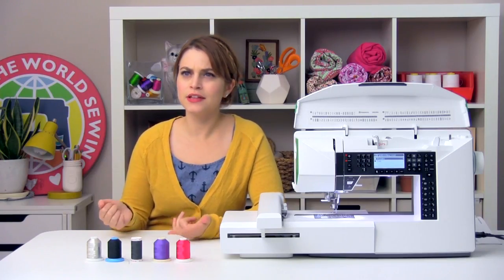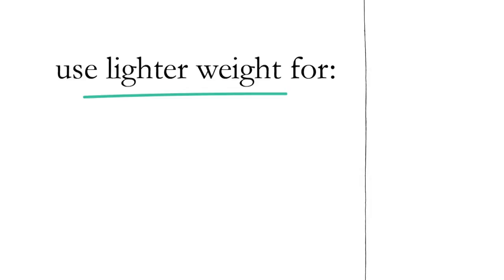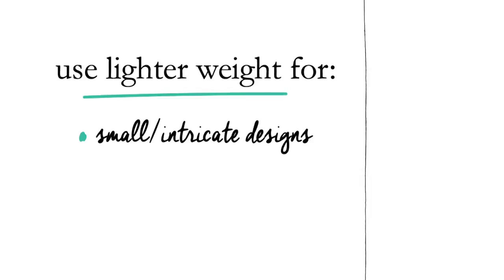So why would you want to use a lighter weight thread? Well, if you're embroidering something small or intricate and you need to be able to see the details, then a lighter weight thread is going to be less bulky and you'll probably be able to see the details better. Oftentimes also people use lighter weight threads in the bobbin. We'll talk more about that in a few minutes.